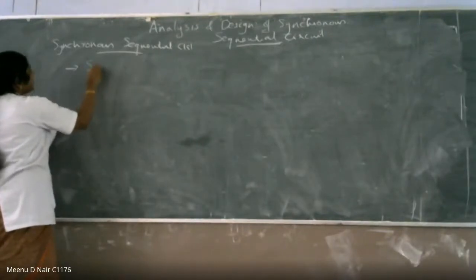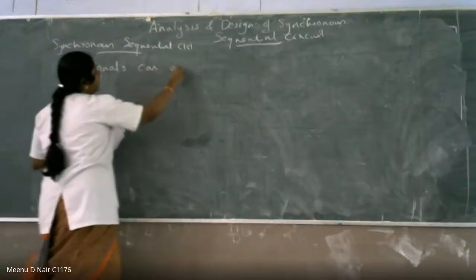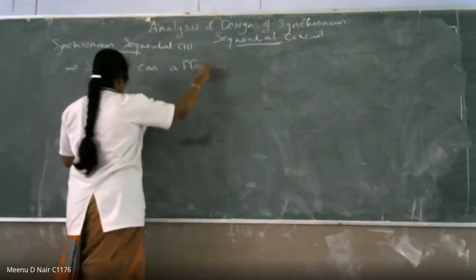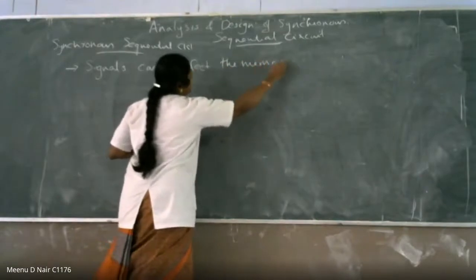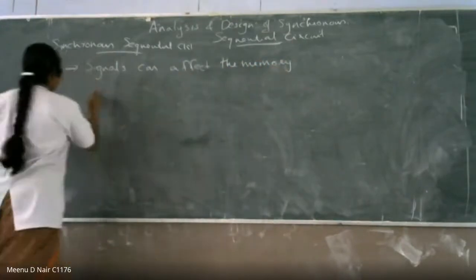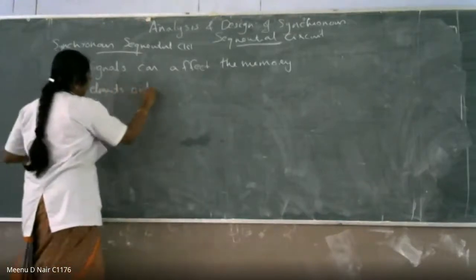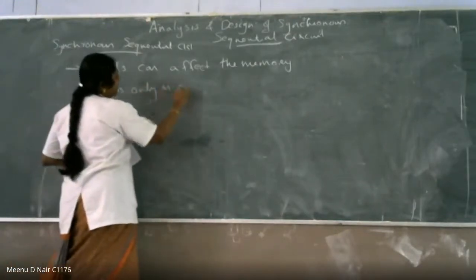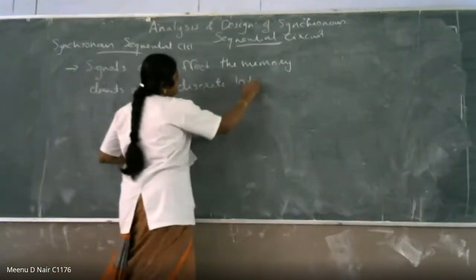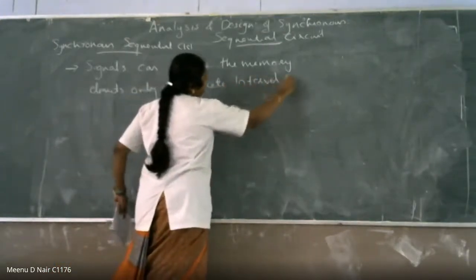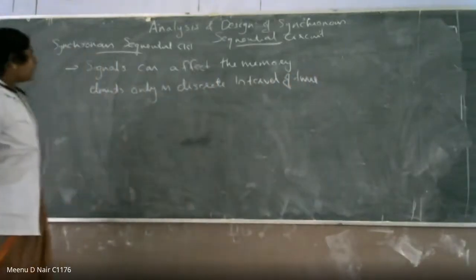So what this is, signals can affect the memory elements only in discrete intervals of time. Okay, this is what a synchronous sequential circuit is.